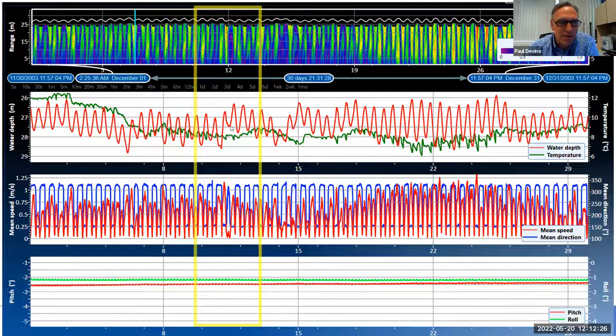This is a time series of water depth and water temperature. You see the water depth varied from around 26 to 29 meters. Temperature varied from around 7 degrees to around 12. This deployment started December 1st, or this particular time series is from December 1st. Look at the date, 2003. This is going back in the archives, December 1st through December 31st, 2003.